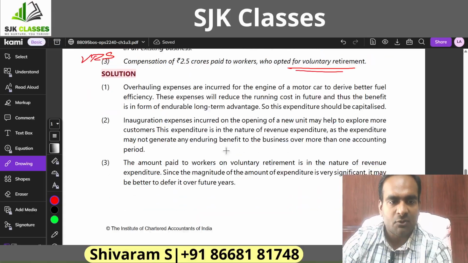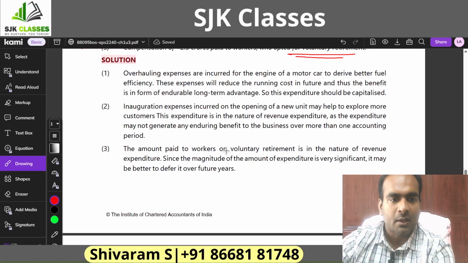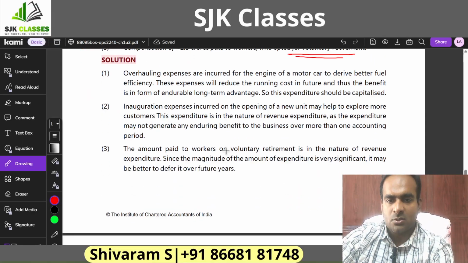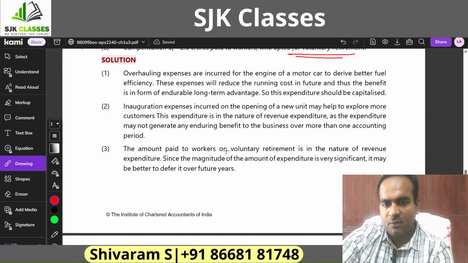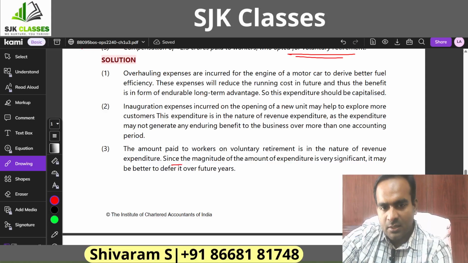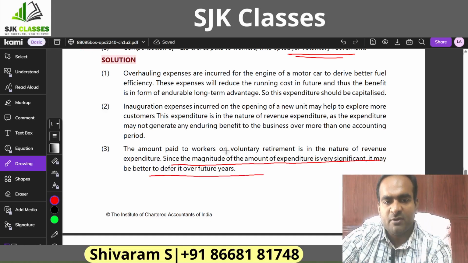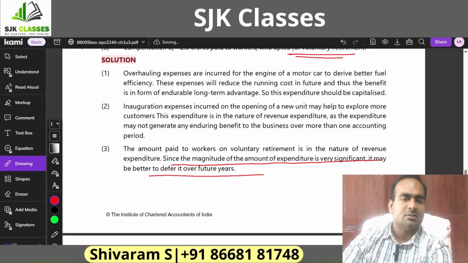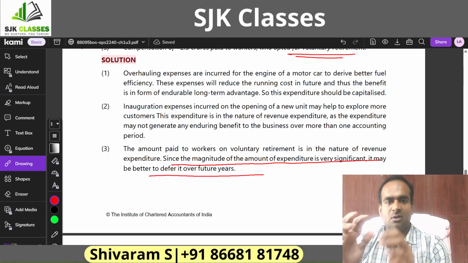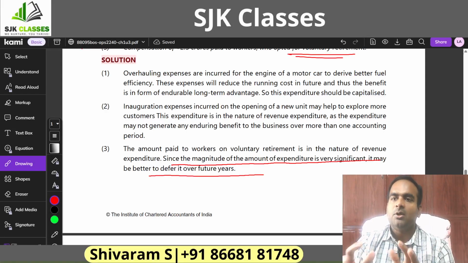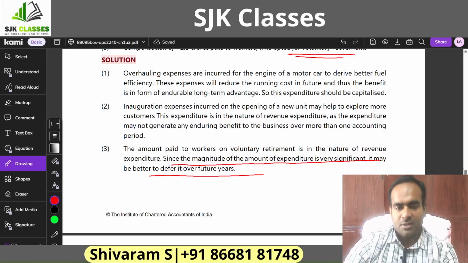Having said this, if you look at the answer key for this question, the amount paid to workers on voluntary retirement is in the nature of revenue expenditure. That is fine. Look at this point. They're saying that since the magnitude of the amount is very high, it may be better to defer it over future years. This point is not generally acceptable. Just because the quantum is high doesn't mean that you have the right to book it in the balance sheet. That's not the case.